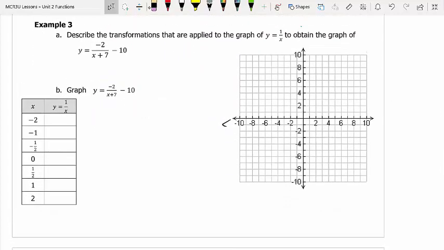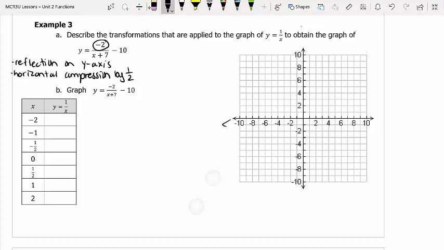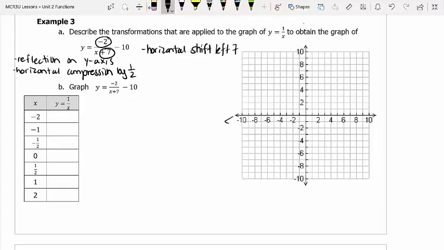Okay, example 3, let's state the transformations that have been added to this base graph. So we have a negative k value, so that means we have a reflection on the y-axis. We have a k value of 2, which means we have a horizontal compression by 1 over k, so a horizontal compression by 1/2. We have a horizontal shift to the left 7, and we have a vertical translation down 10.